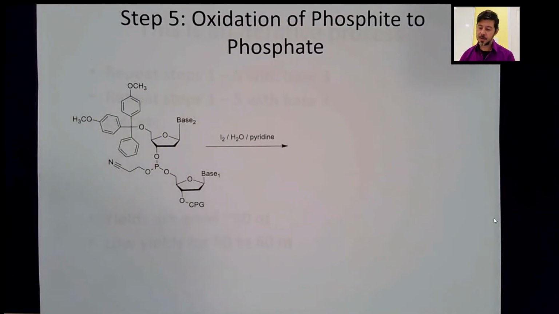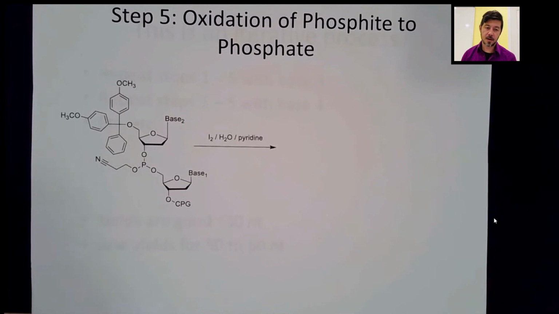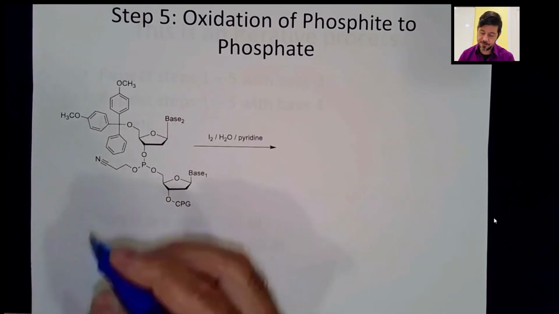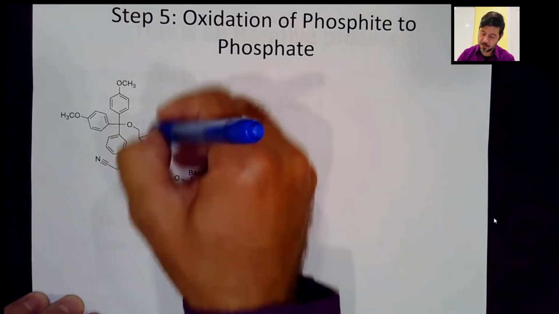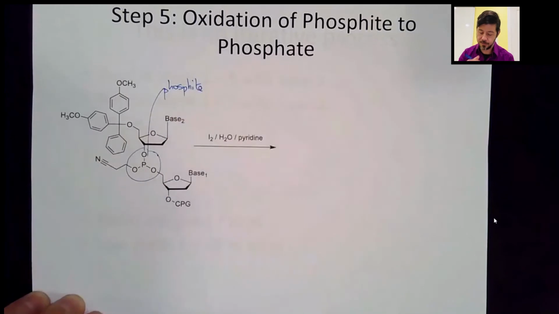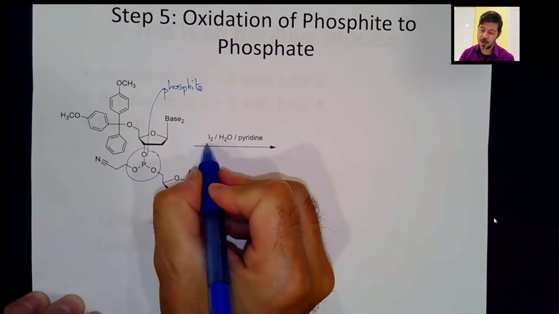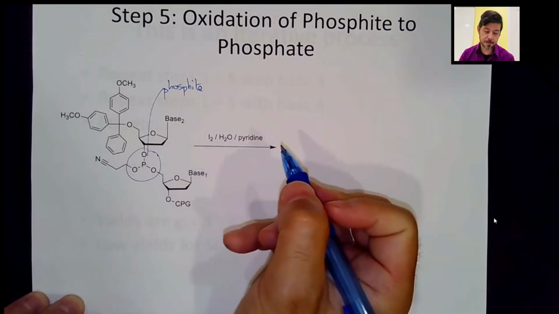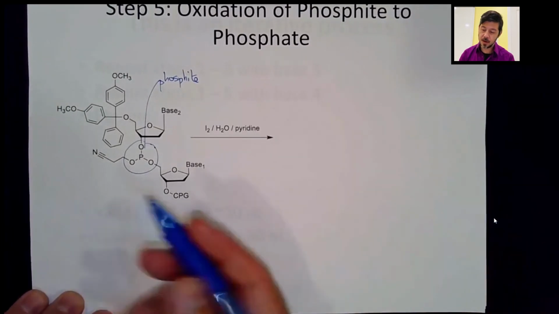Okay, the last step is that oxidation step that I mentioned. So this is where we need to take this phosphite in the 3 oxidation state, and we need to oxidize it to a phosphate. And this is done using iodine, water, and pyridine. Okay, so let's see how this happens.